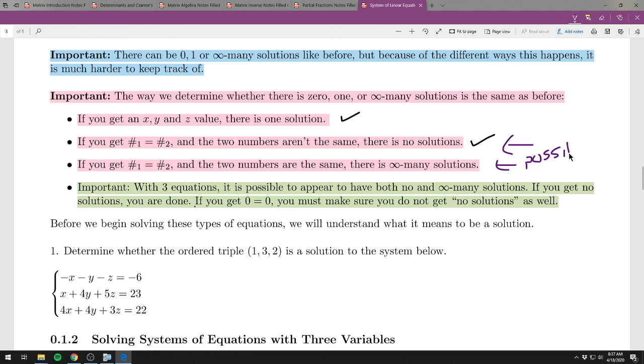But the important thing is it's possible to get both of these at the same time. What I mean by that is when we solve these systems of equations with elimination or substitution, you have to do it twice. One of them can give you no solutions. One of them can give you infinitely many solutions, right? So it's possible to have both of these. And the question is, which one would you choose? Well, no solutions always overrides infinitely many solutions. No solutions is telling you two things aren't intersecting, and that's more important. So with three equations, if you get no solutions at any point, you are done. If you get 0 equals 0 or something like that, you must make sure you do not get no solutions as well.